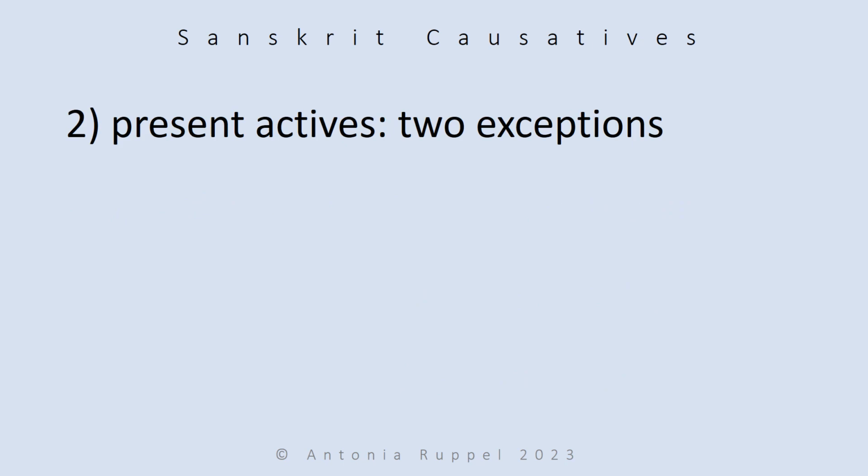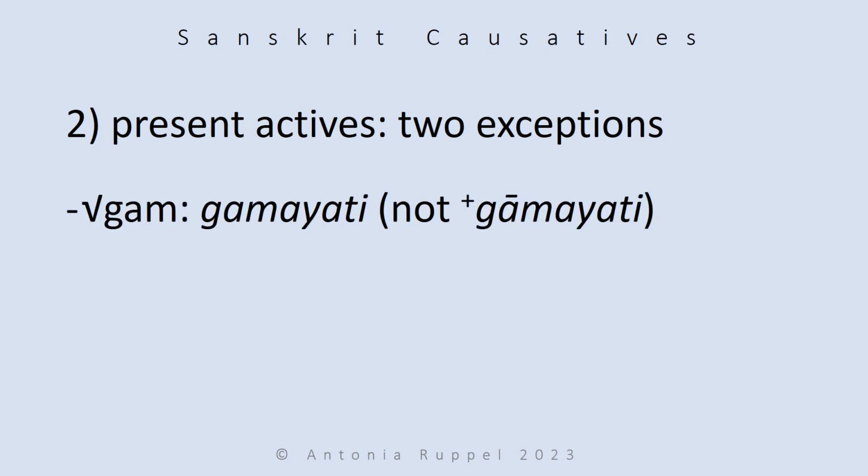Then we have two exceptions to what I just told you. The first one concerns just one verb, and I'm mentioning it here because that verb appears in the causative reasonably frequently, and this is the verb gam, to go. We might expect a causative gamayati with a heavy initial syllable, but instead we get gamayati with the root gam appearing in guna. Ga is a light syllable, and in spite of that, we find gamayati only quite rarely. The regular form is gamayati. He, she, it makes someone go.